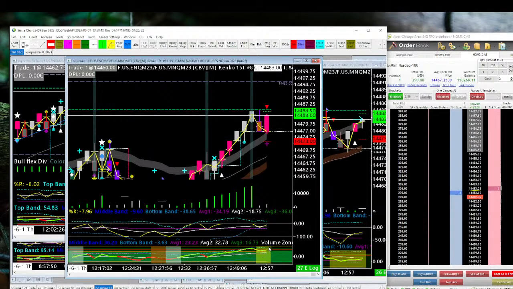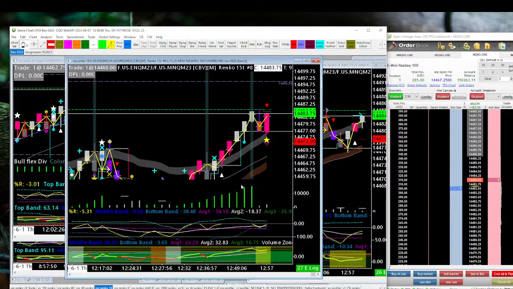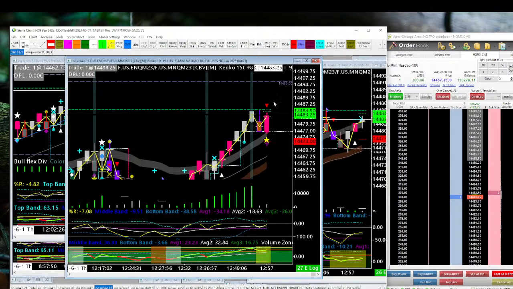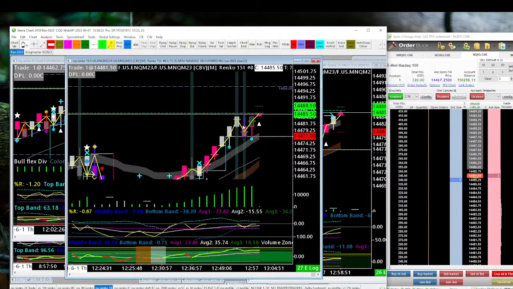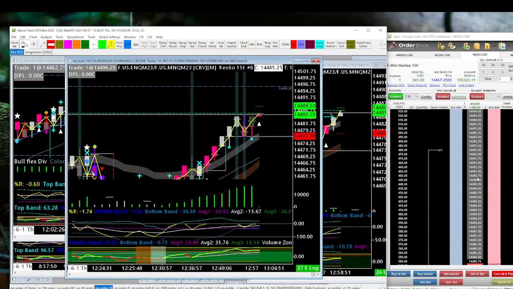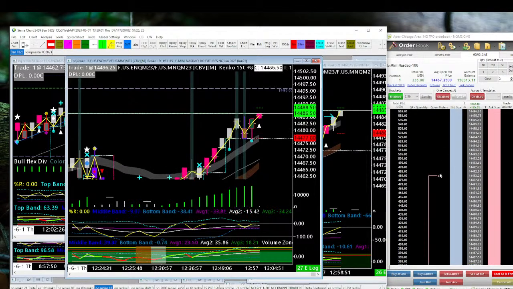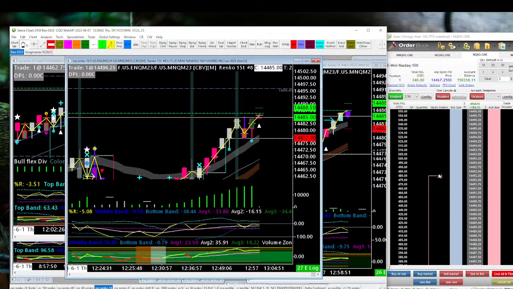So we need to break this high and push. Otherwise, we're going to be divergent. This is a nice big volume wave, so it shouldn't have any trouble. Okay, we should get a push here. I should get filled. I could probably go higher. It might go a lot higher.